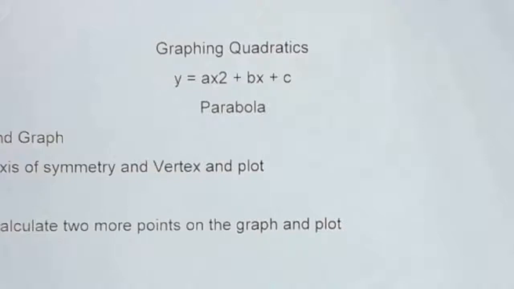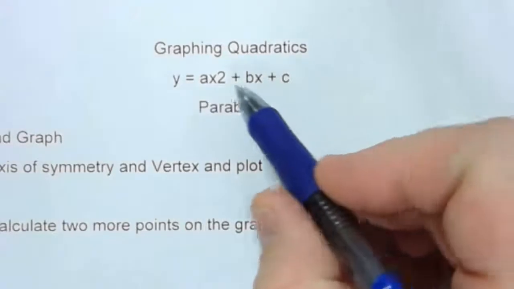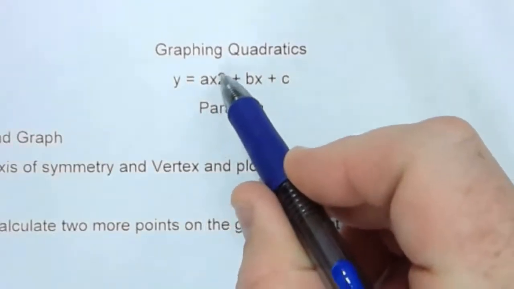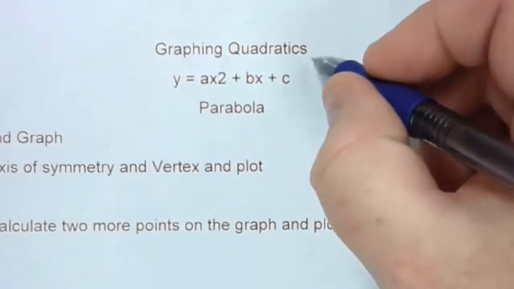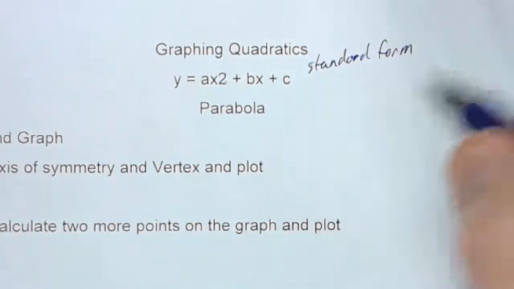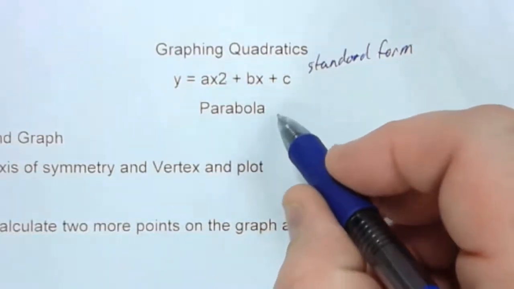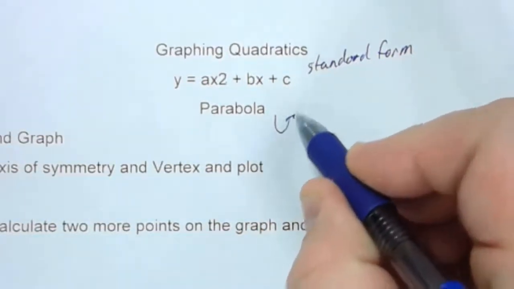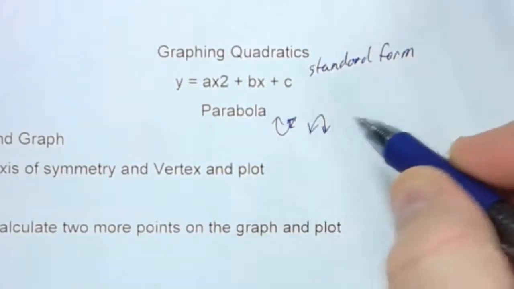Hello and welcome back. For this video we're going to discuss how to graph quadratics, and we're going to graph quadratics in this form: ax squared plus bx plus c. This is called standard form. Sometimes this is referred to as general form, and these create graphs called a parabola. The parabola is a U-shaped graph that looks like this, or it could go upside down and look like this.